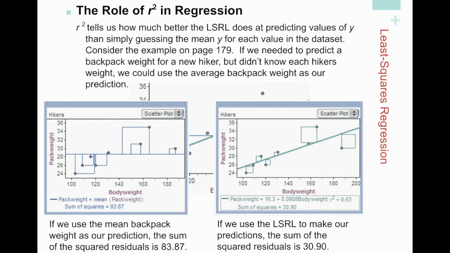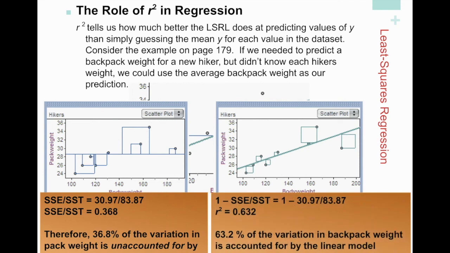So let's say that we have an R squared, and they're either going to give you the R squared in Minitab output, or you can calculate the R squared. In this case, you can see that the R squared is given to you as 0.63. And again, this is the body weight and backpack weight study that we did.